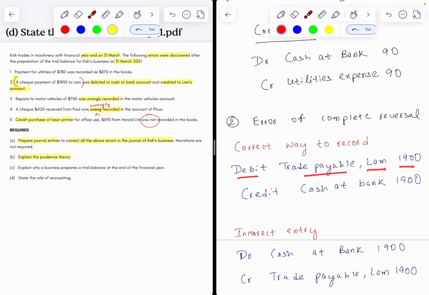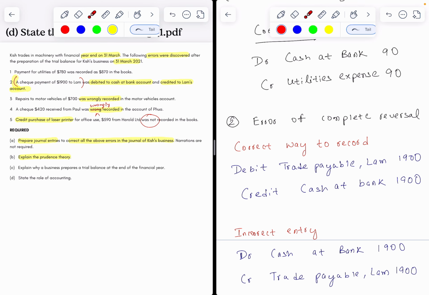And because we have made payment using check, it means our funds in the bank account have been used, which means our assets have gone down. Therefore, when assets go down, we would credit it. So we credit the cash at bank account by $1,900. Okay? So this would be the correct way to record it based on those first few words, a check payment of $1,900 to LAM.